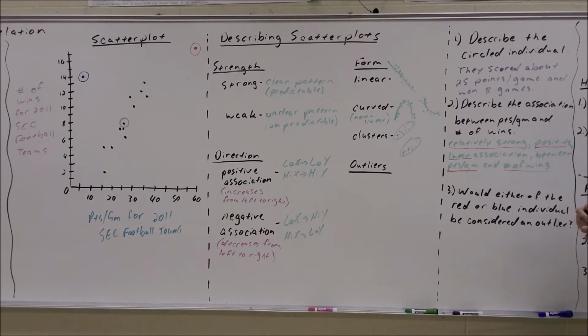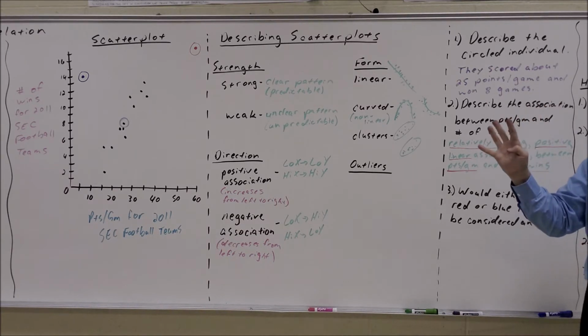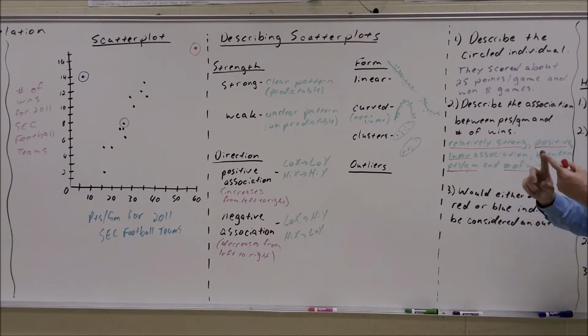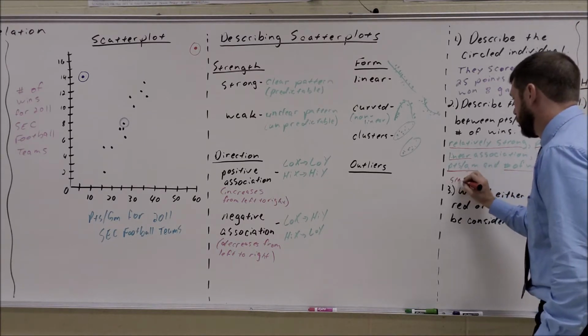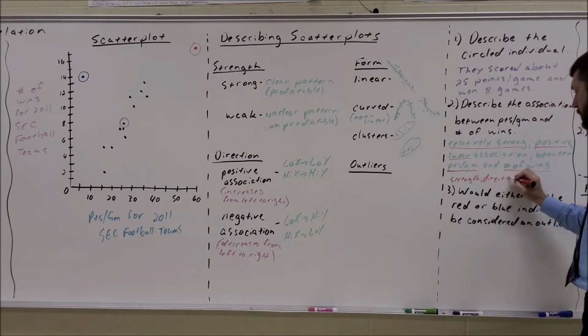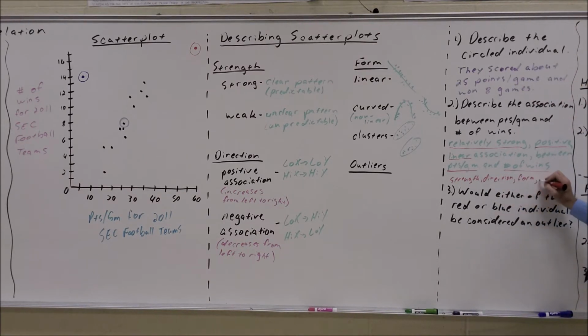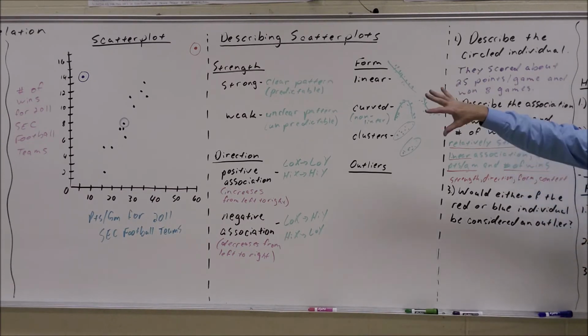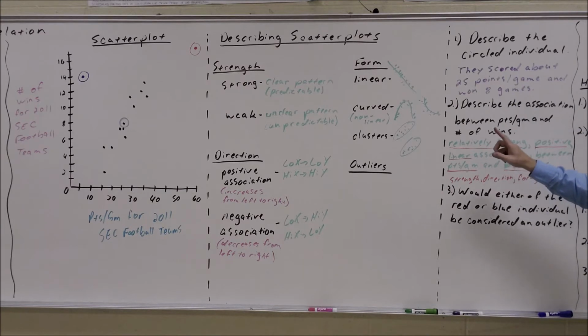You need to have all four of those pieces in the description of a scatter plot. We need strength, direction, form, and context. I need to know what two variables we are relating, what this scatter plot is describing. So this is the format. Anytime I'm asking you to describe the association between variables or describe a scatter plot, you need to describe the strength, the direction, the form, and the context.